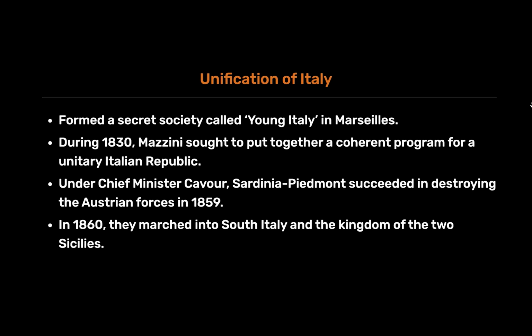As uprisings in 1831 and 1848 had failed, the mantle now fell on Sardinia-Piedmont under its ruler Victor Emmanuel II to unify Italy. Under Chief Minister Cavour, Sardinia-Piedmont succeeded in destroying the Austrian forces in 1859. Even Garibaldi joined the fray. In 1860, they marched into South Italy and the Kingdom of the Two Sicilies and with the help of the local peasants, drove out the Spanish rulers. In 1861, Victor Emmanuel II was proclaimed as King of United Italy.